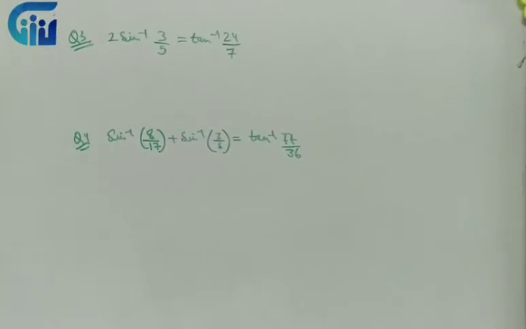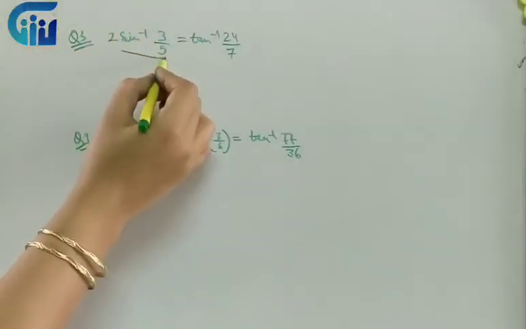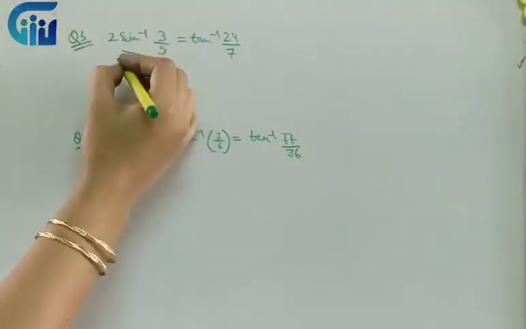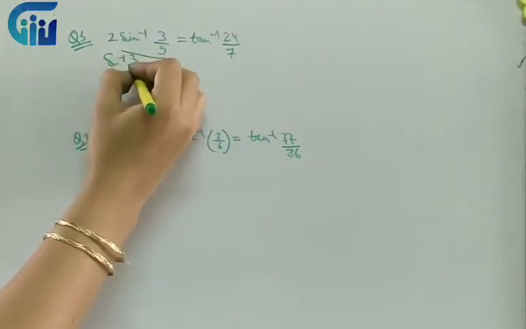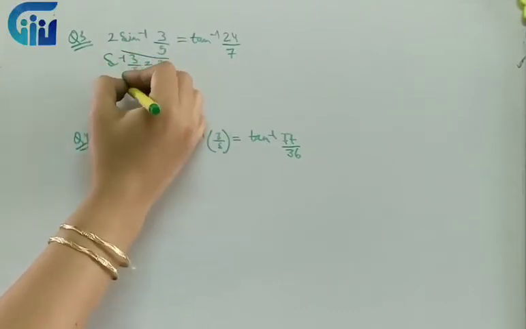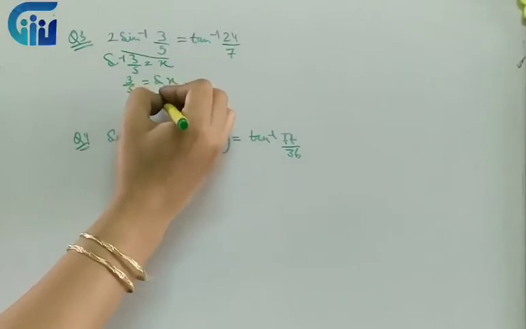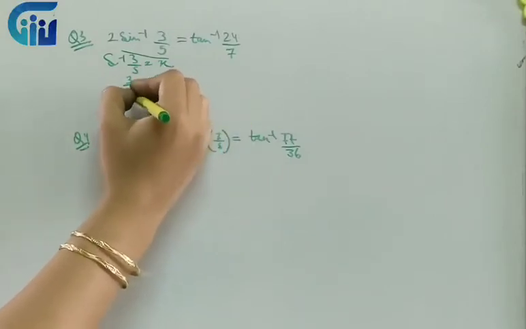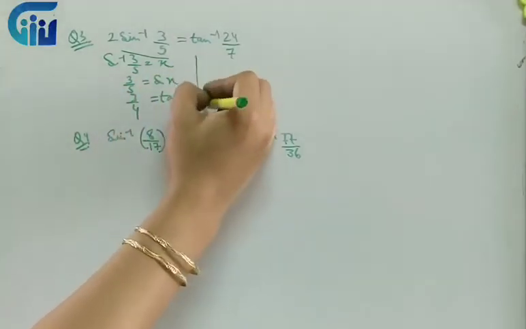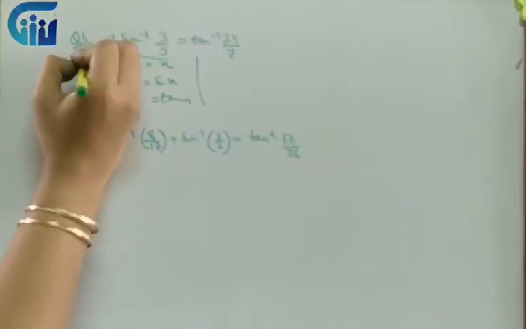2 sin inverse 3 by 5 is equal to tan inverse 24 by 7. So I know clearly I have to change it to tan. So sin I can change to tan and then we can apply the formula of 2 tan inverse. Right? So sin inverse 3 by 5, if I take it as x, then 3 by 5 is sin x. So by Pythagorean triplet I know tan will be 3 by 4. So this is all the working for the left hand side.